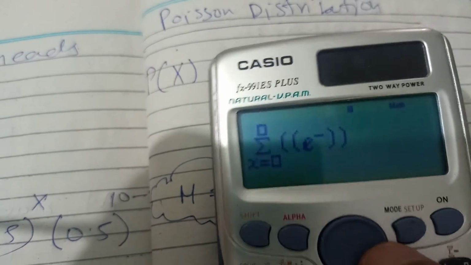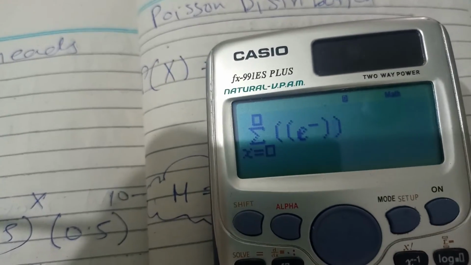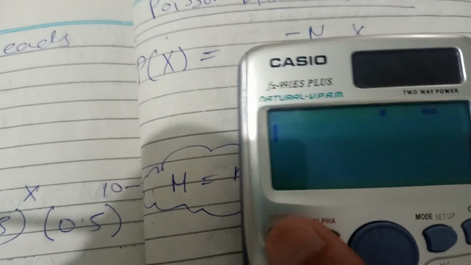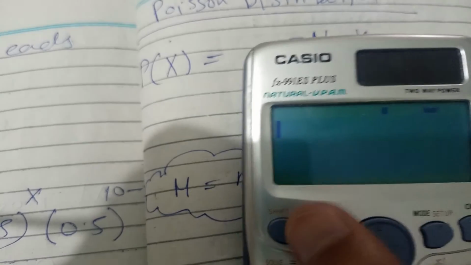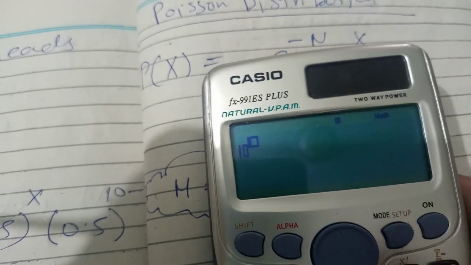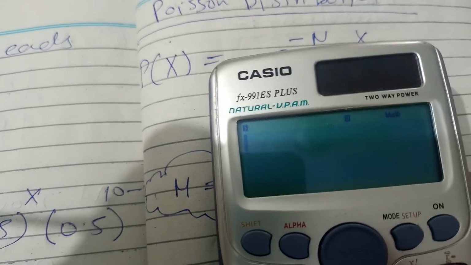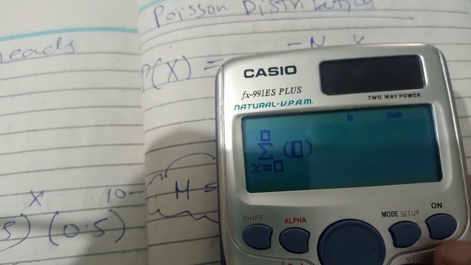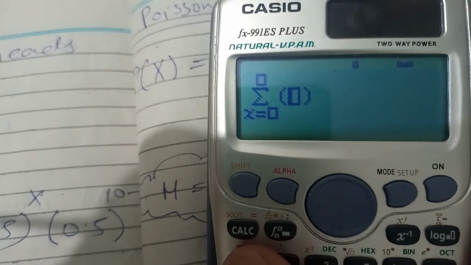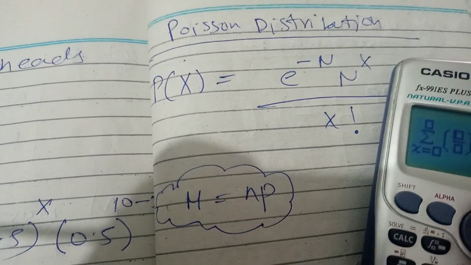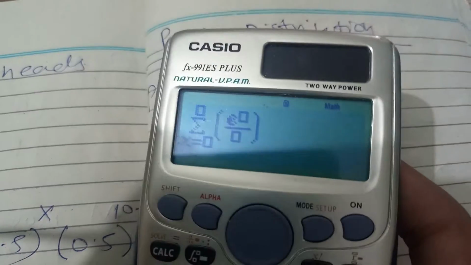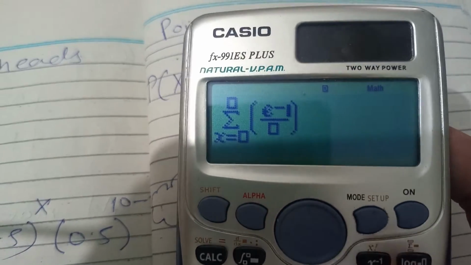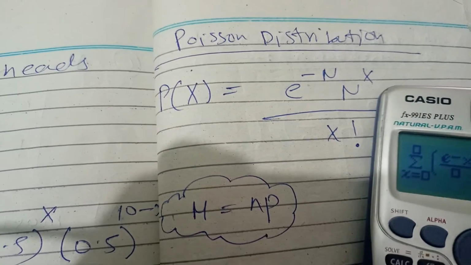Now you have to take one more thing here. You need to press shift and then log, not this log, this one. Now you need to take out the fraction. You can write mu, minus e, and you have to multiply it with mu to the power x.